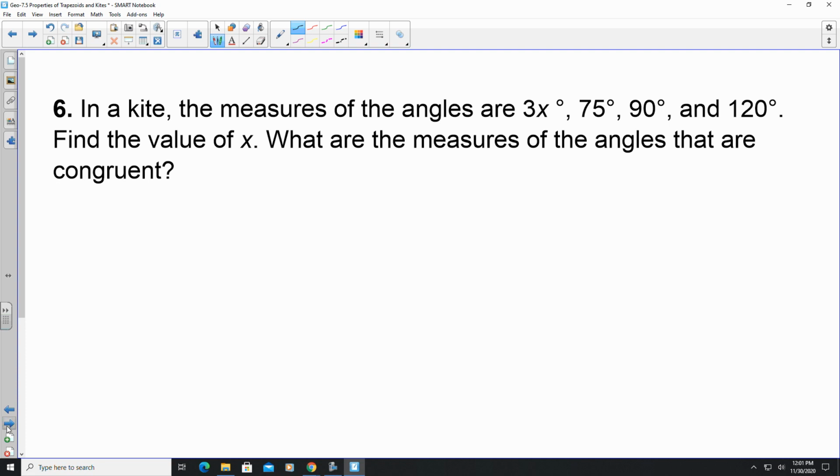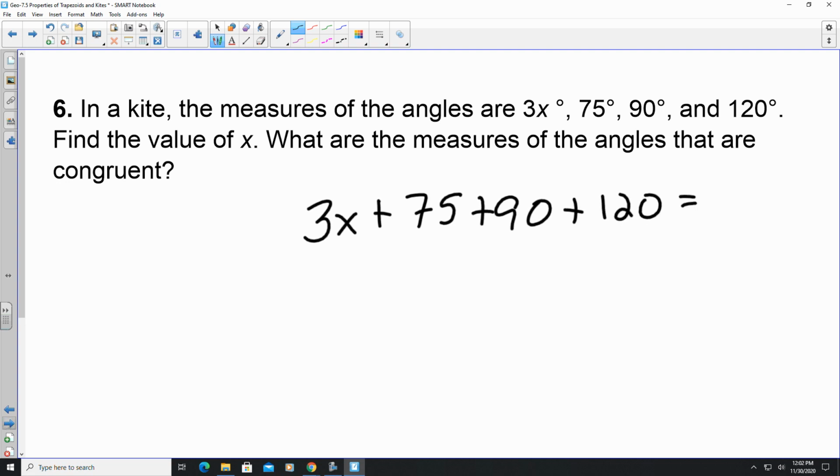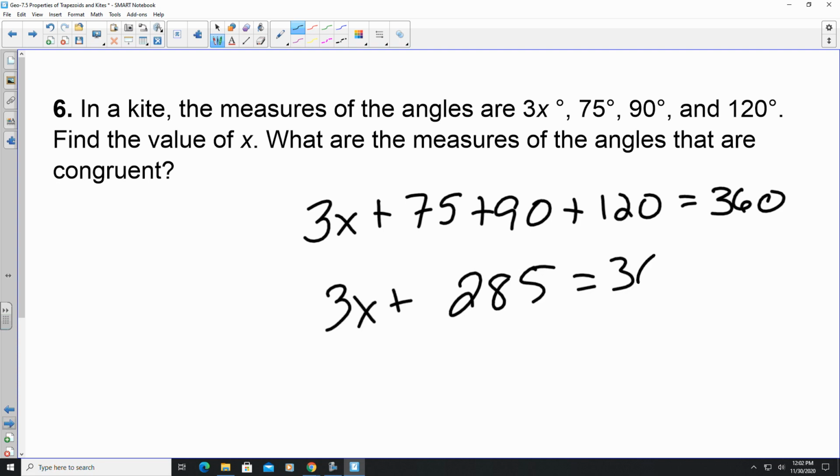Basically what you could do in this scenario is, I have 3x plus 75 plus 90 plus 120. I do know that this is going to be a sum of 360 degrees. So I could take 75 plus 90 plus 120, and I get 285 with those sums. So 3x plus 285 equals 360. So 360 minus 285, I get 75. So 3x is equal to 75 degrees.